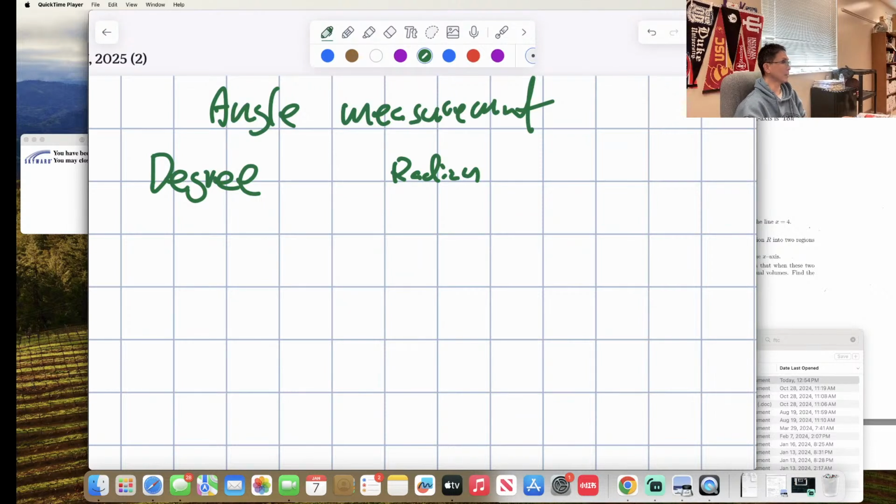Degree that says 180 degrees is what? A straight line. Good. Most of you guys know that, right? Inside a triangle, how many degrees inside the triangle? 180. Do you guys know that?